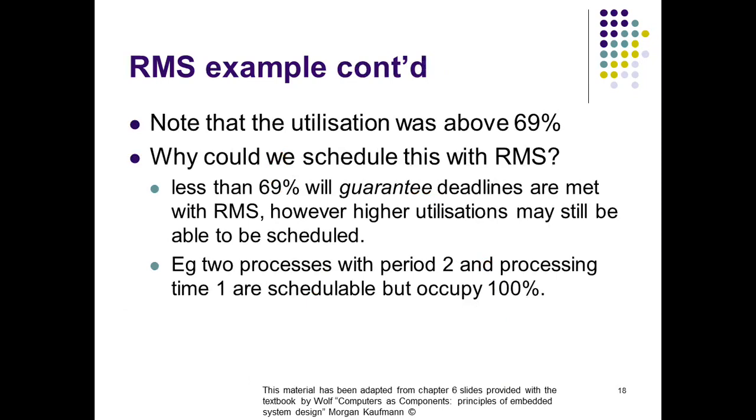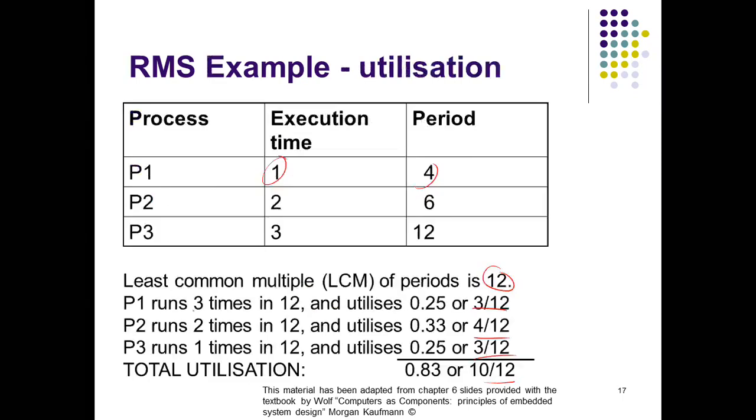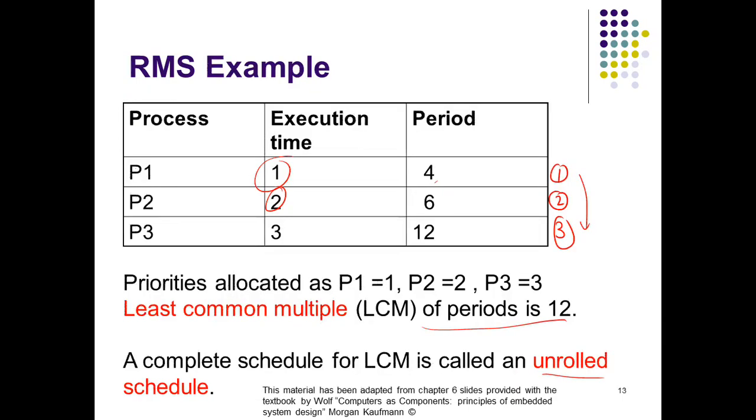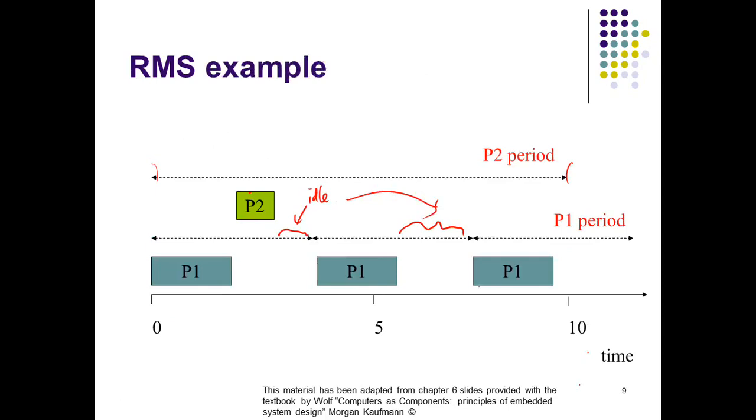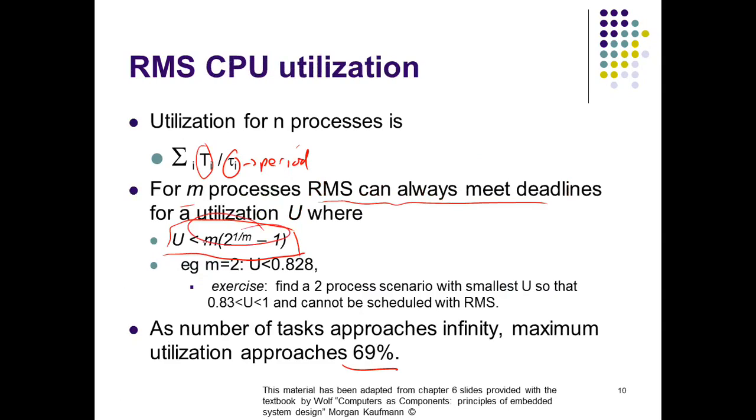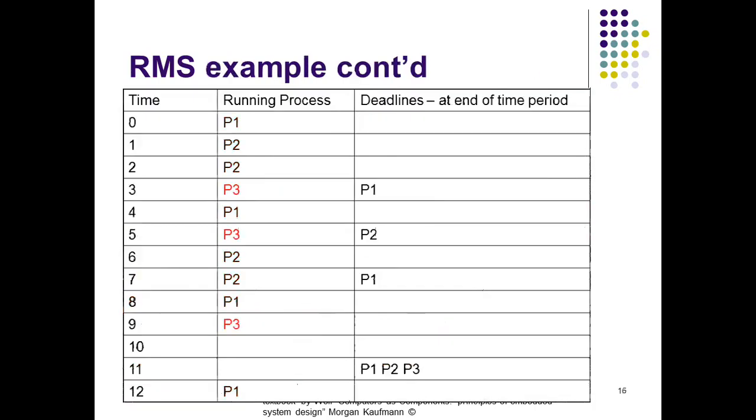So, what is that to say? If we have less than 69%, we can guarantee to meet all deadlines. That doesn't mean that we can't do it with more utilization. And obviously, because we only have 3 processes, if you threw them into this formula, you're actually going to get a number above 69% as well. So it's not that surprising.